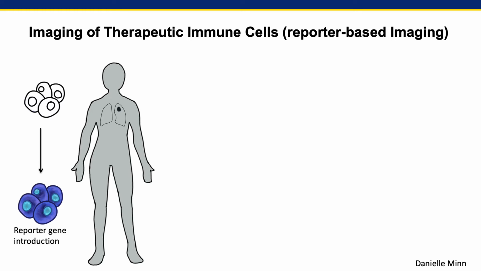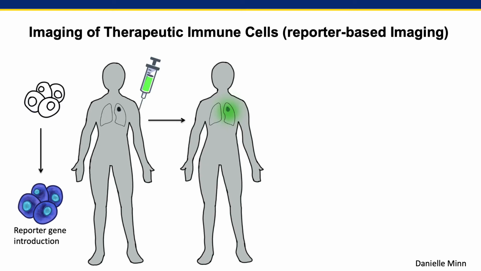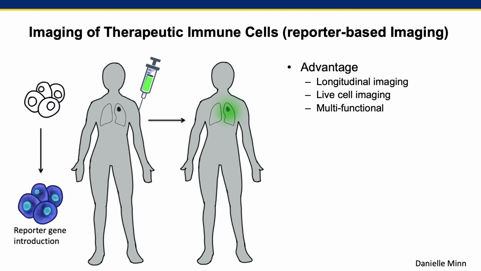The second method to image therapeutic immune cells is reporter gene-based imaging or molecular genetic imaging, where we engineer the therapeutic cells to express a reporter gene before we infuse these cells, and then we image them using a probe that responds to our reporter. An advantage of this method is that we can do longitudinal imaging, and we can do live cell imaging because only live cells will express this reporter gene. And based on the selection of the reporter, we can do multifunctional imaging.